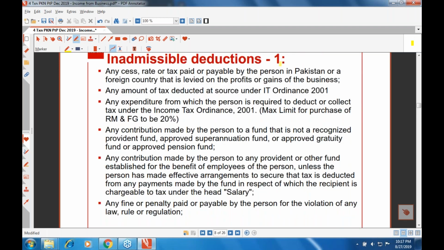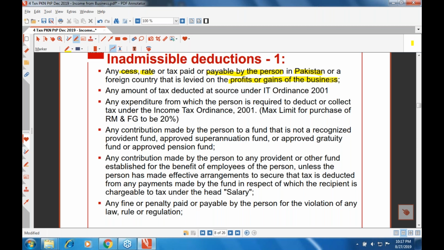Now, let's talk about the concept of inadmissible deductions. What exactly are these inadmissible deductions? The first thing with respect to inadmissible deductions is any cess, which is a French word for taxes, rate or tax paid or payable by the person in Pakistan or a foreign country that is levied on profits or gains of the business. Basically, any amount of tax paid on your income is not a claimable expense. Any amount of tax payable on your income is not a deductible expense.